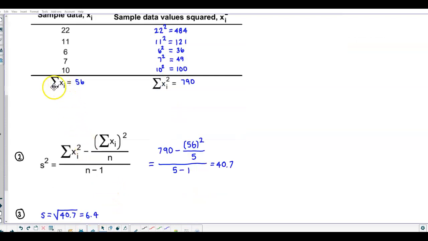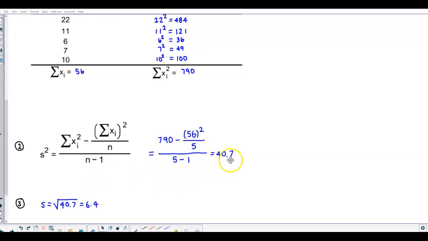So we know that the sum of the sample data is 56. So we're going to plug that in inside the parentheses, 56, and then square it. We know the sum of the data value squared is 790. So we're going to take 790 minus 56 squared and divide it by the number of data that's in the sample, which is 5. And then divide it by n minus 1, which is 5 minus 1. When we plug this into our formula, we get the value of 40.7.